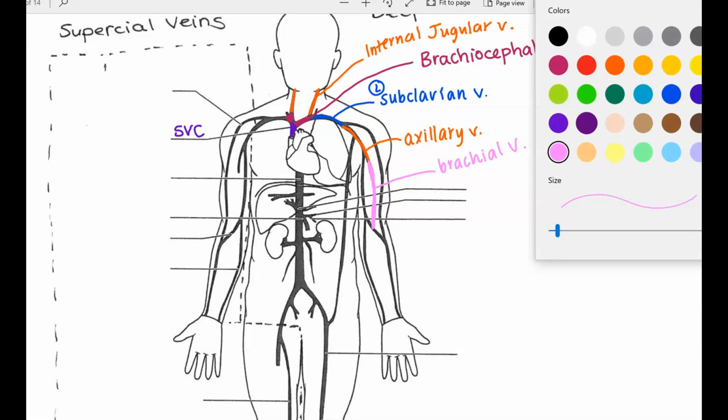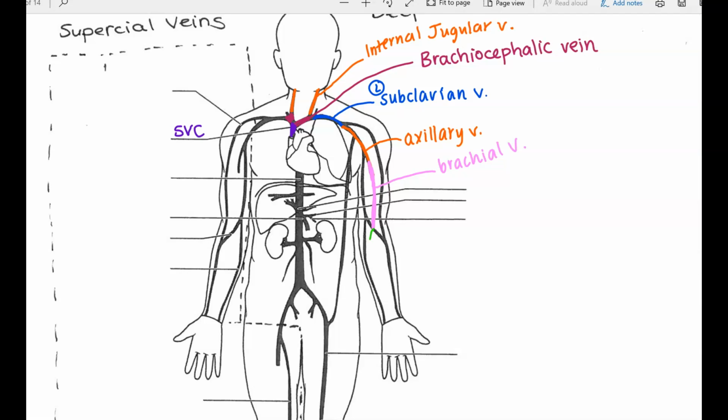And from there, similar to our arteries, we are going to have a bifurcation. So this would be my ulnar vein, and on the lateral side I would of course have my radial vein. Okay, all right, so these are our deep veins that we just described. We need to discuss some of our superficial veins.